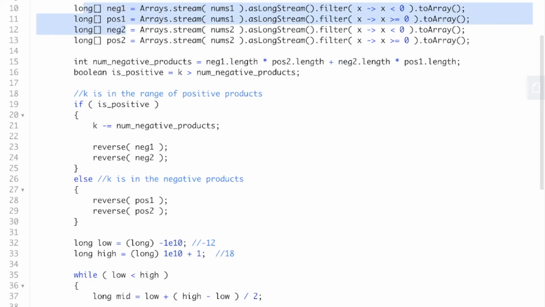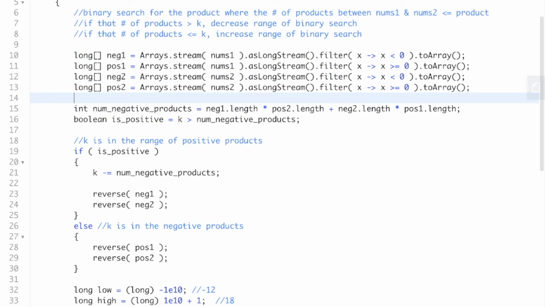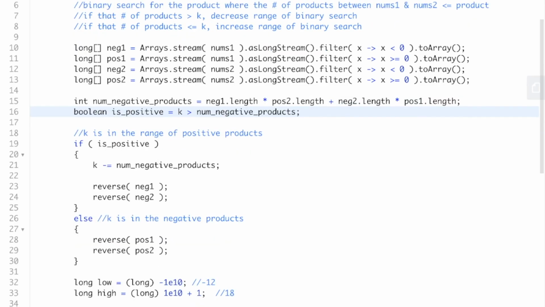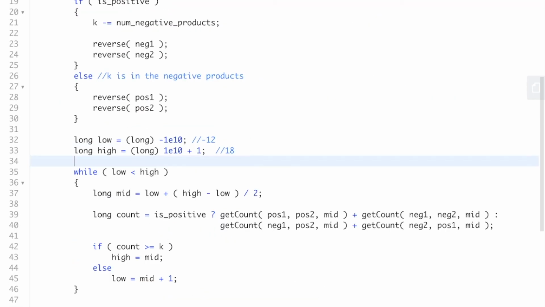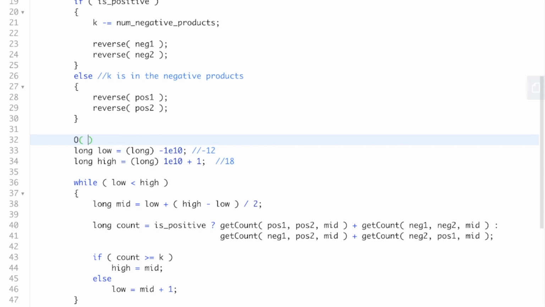Obviously this is going to be O of n space, but we could have done it in O of 1 if we really wanted to pass around indexes that represent the boundaries. And then let's see what else. Oh, the binary search. So this is going to be big O of the log of, what is this, 10 billion, whatever. This would be 1e10 times 2, right?